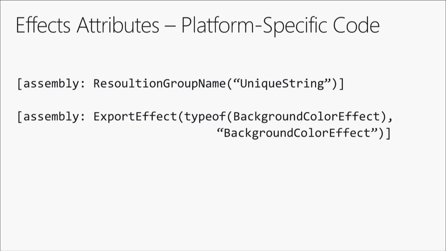Okay. The second one, this is going to go on every effect, is the ExportEffect attribute, and that's to help Xamarin Forms find your effect. It includes the type of the effect, in this case our background color effect, and a unique string ID for that. So with those two things in a class, you have your effect written.